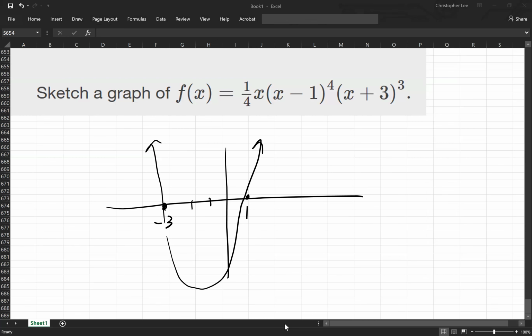Downward. That's when it has a negative coefficient in the front. So if it was like -1/4, then like that, yeah.